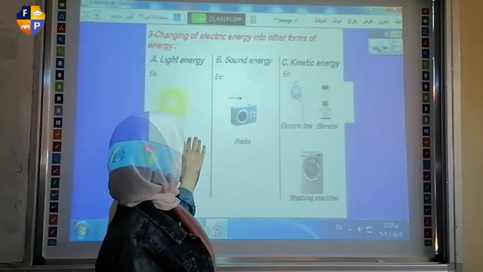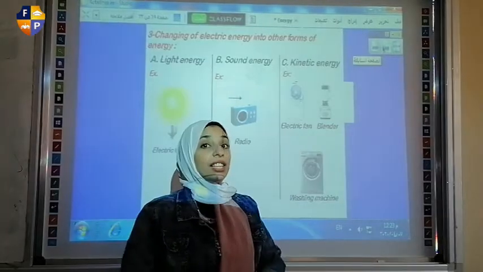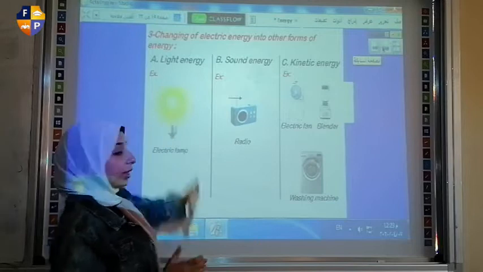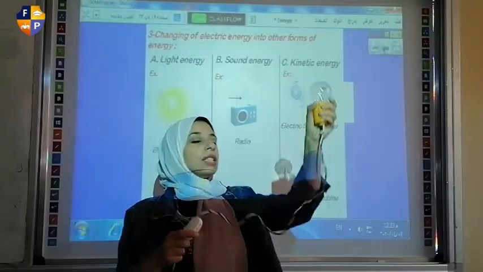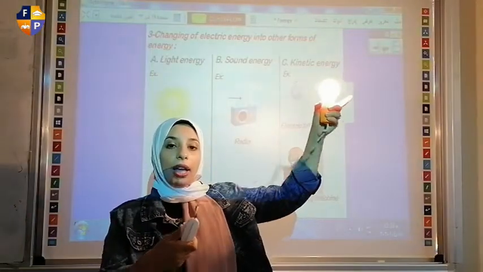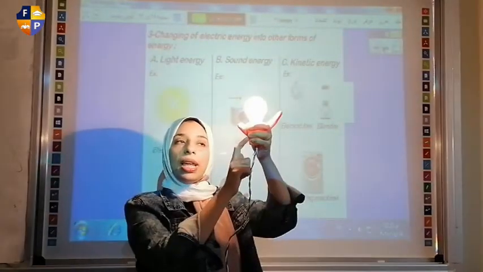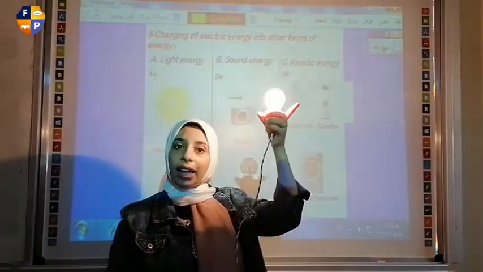Now we will talk about the changing of electric energy into other forms. The electric energy can change into many forms. Like what? Like light energy in the lamp. Right? What is this? This gives the lamp what? Electricity, right? When I turn on the switch, the electricity passes through this wire and reaches the lamp, and the electric energy changes into light energy.